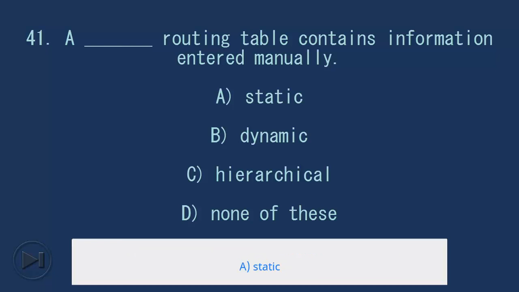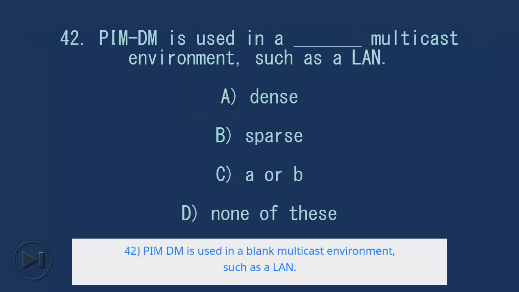41. A blank routing table contains information entered manually. A. Static. B. Dynamic. C. Hierarchical. D. None of these. Answer, A. Static.